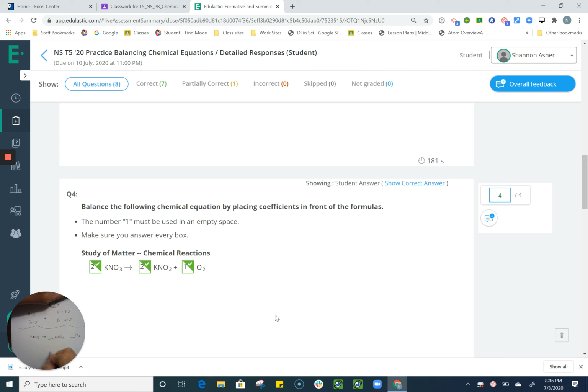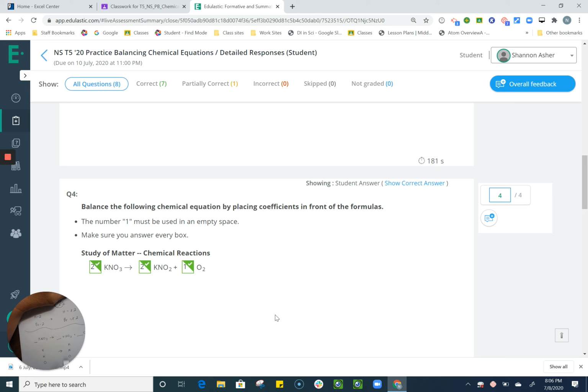So I put my arrow right there. I've got potassium, I have nitrogen, and I have oxygen. And over here, I have potassium, I have nitrogen, and I have oxygen. Now, let me say this: I would write these elements in the same order going down because it's less confusing. It's easier to keep up with them.